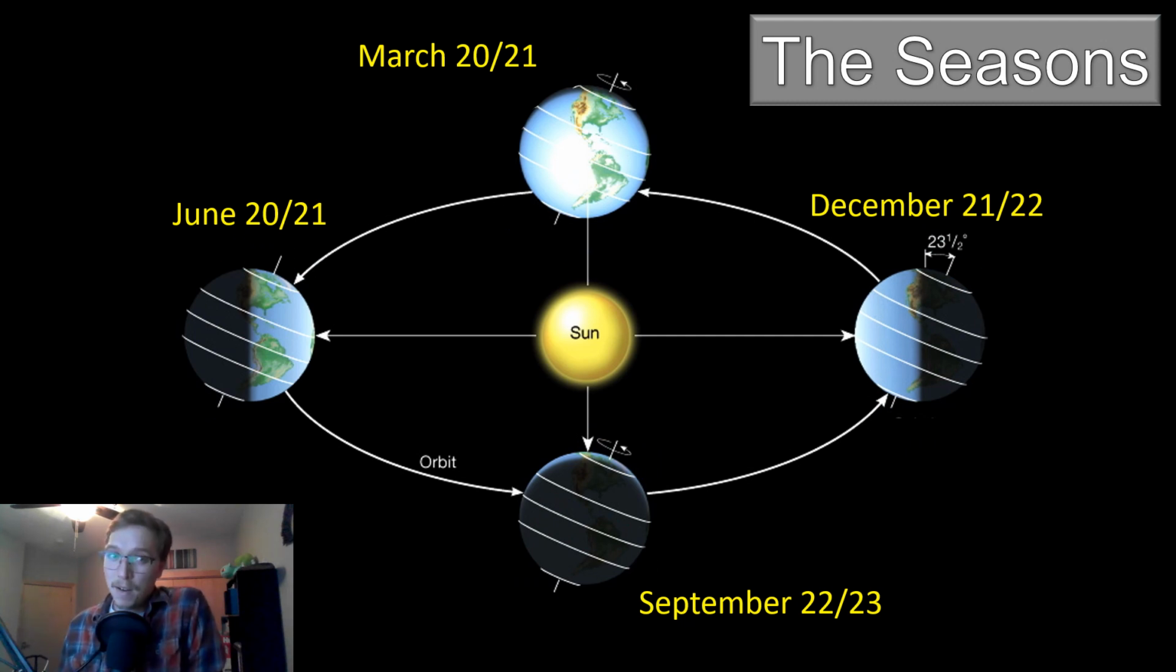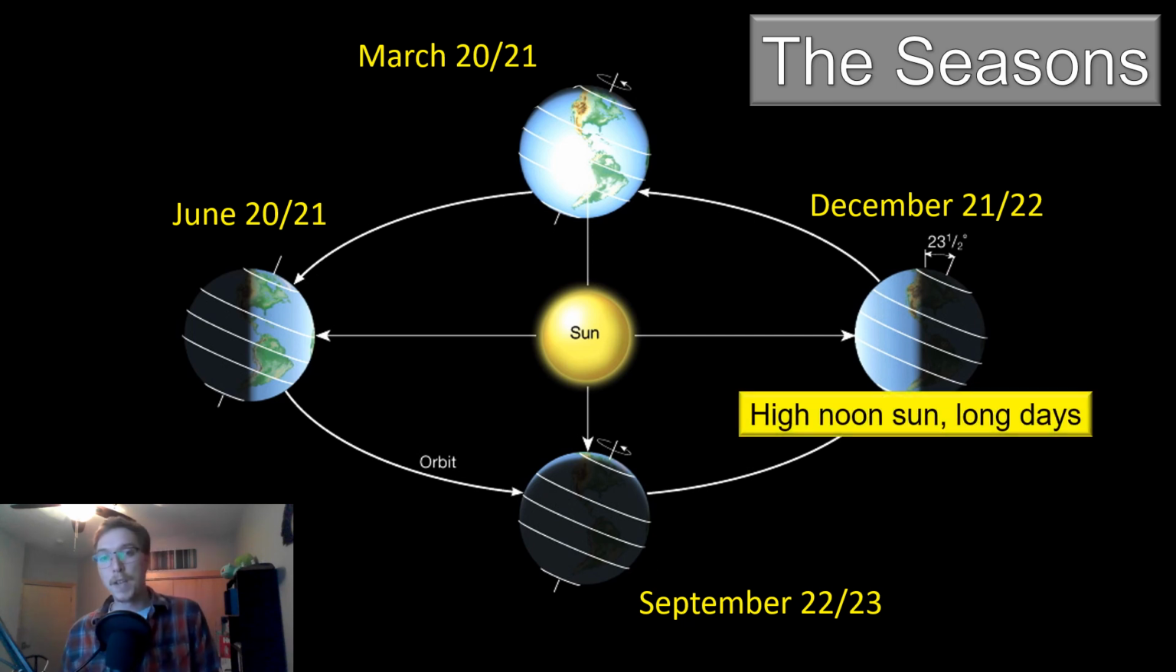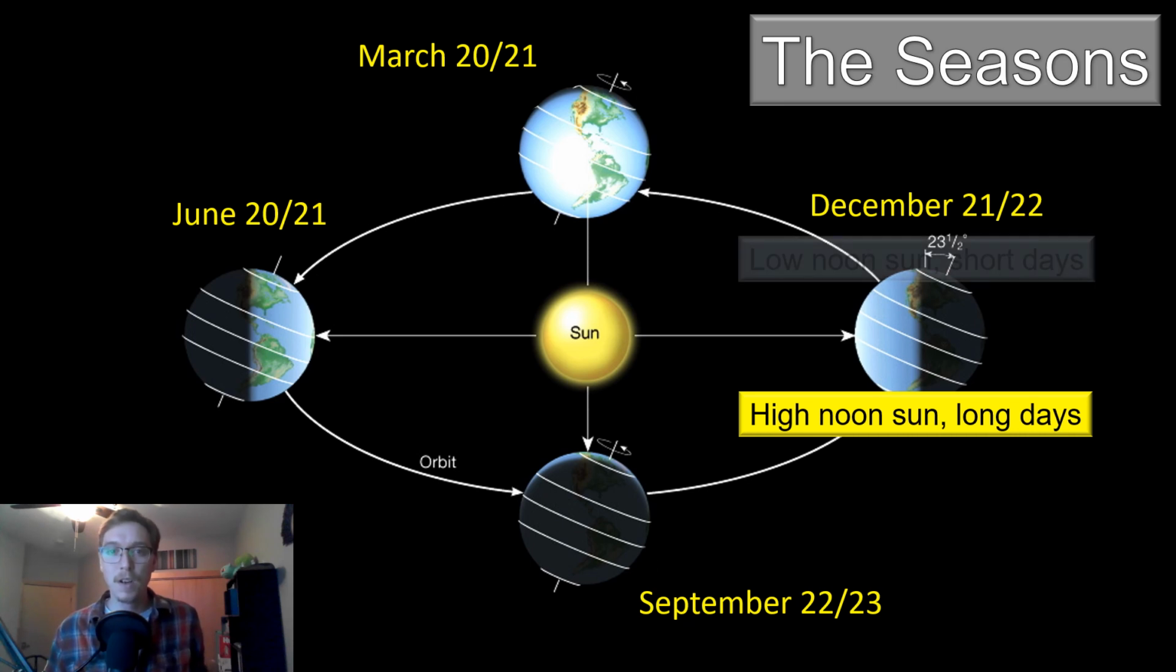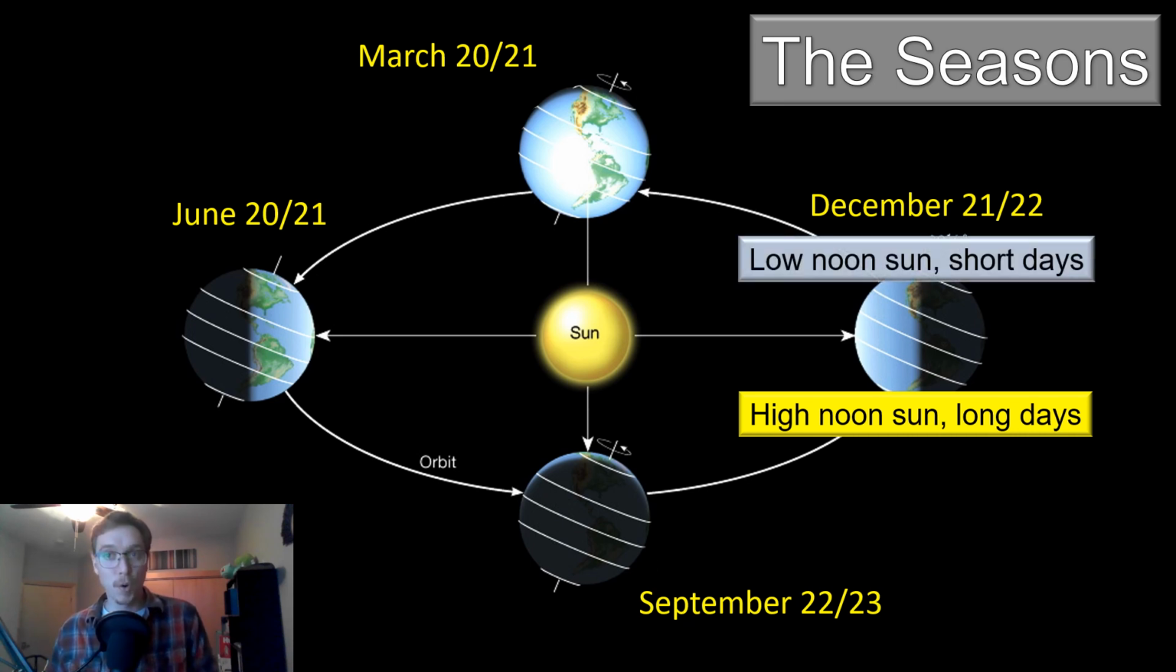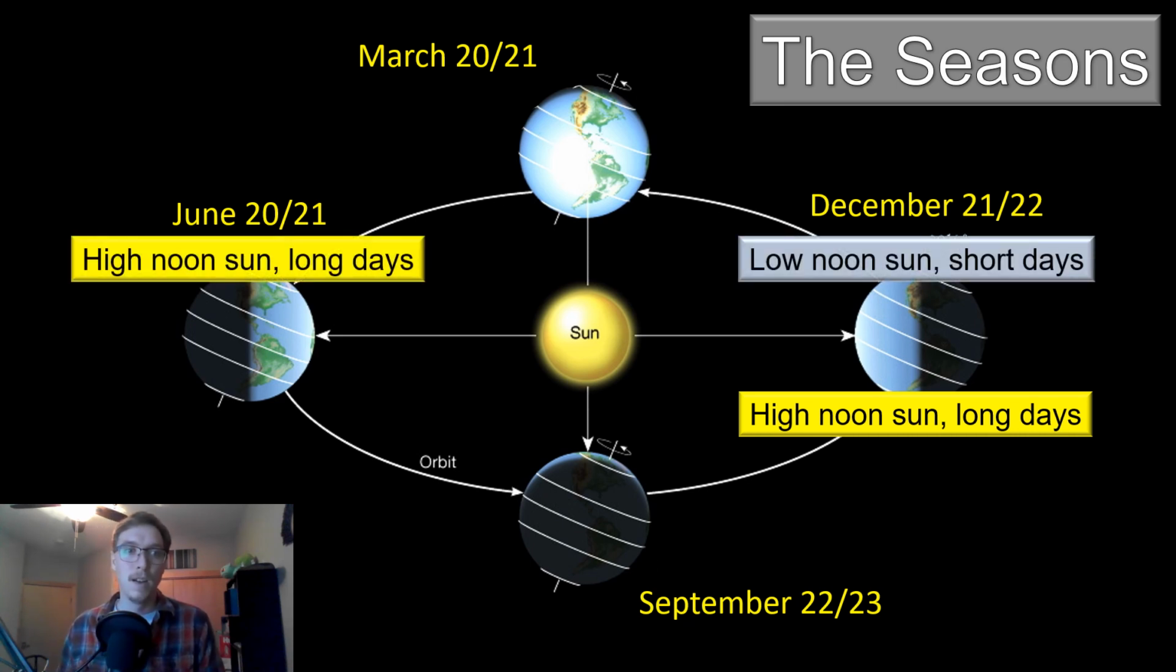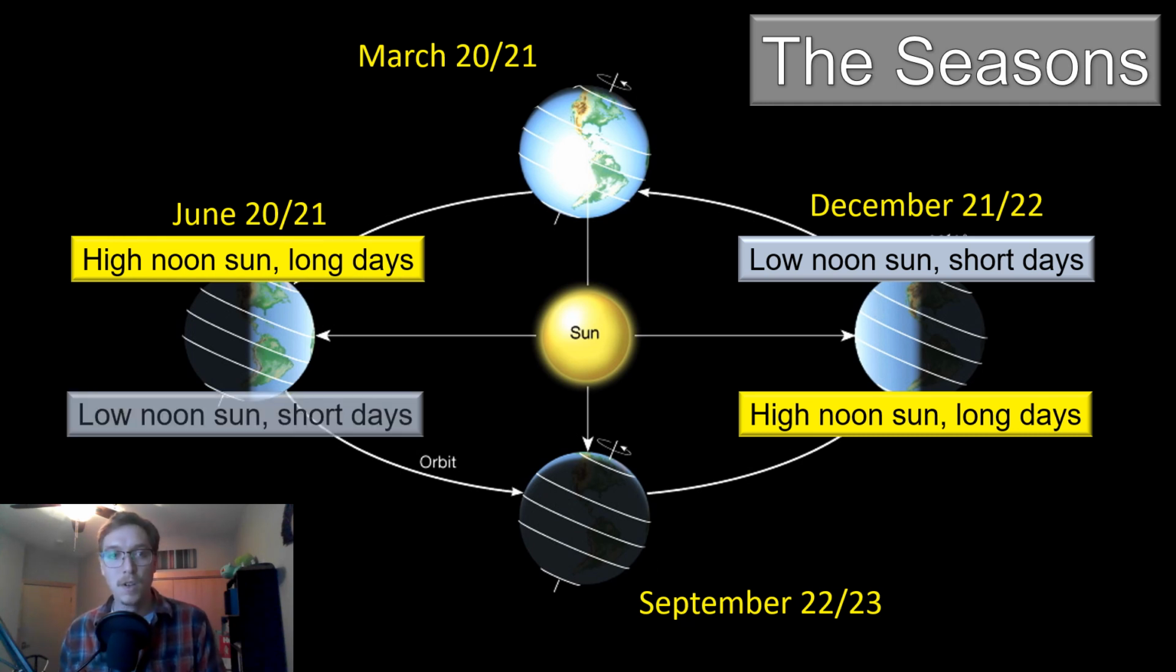So what does that mean from a seasonal perspective? Well, in December, we have high noon sun and long days in the southern hemisphere, low noon sun and short days in the northern hemisphere. The exact reverse in the June solstice.